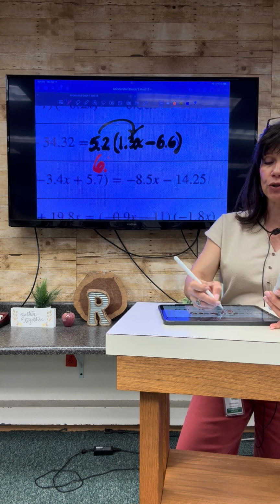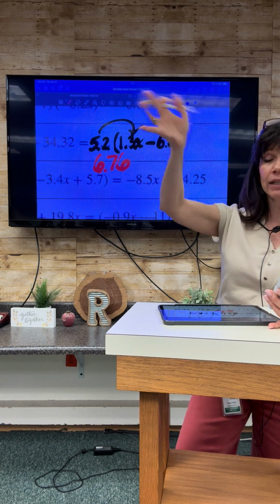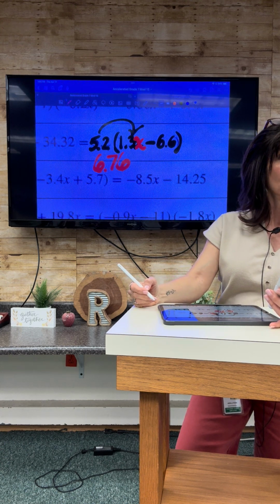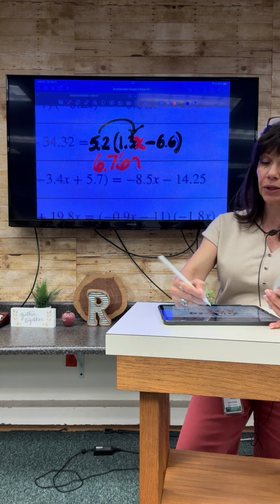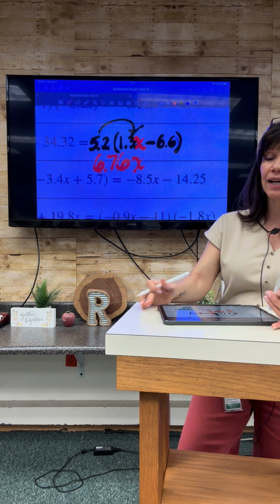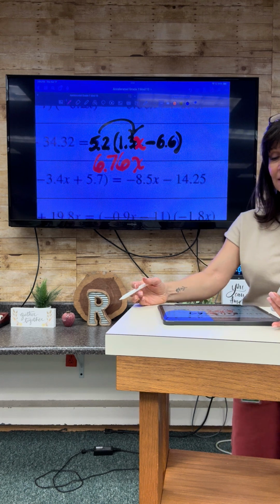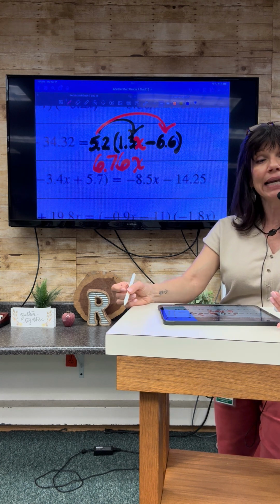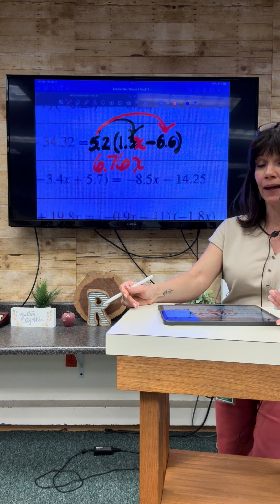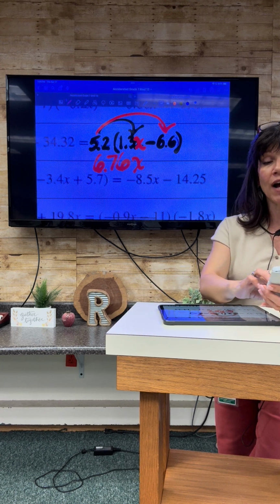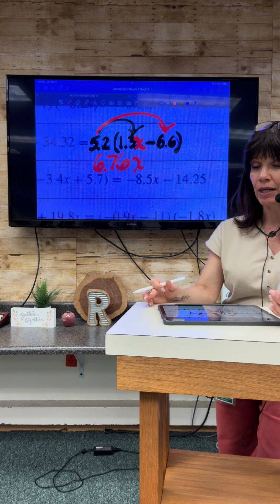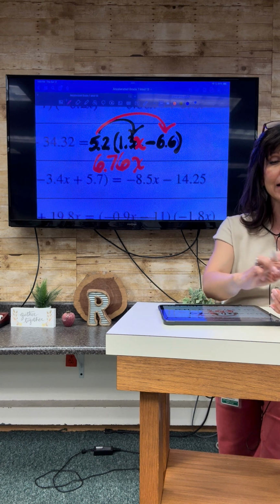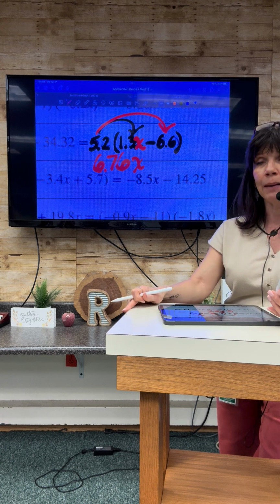6.76. Wave at me to confirm. Excellent. What will I do with that single x I had? I will keep it. Thank you. And then for the second part inside the parentheses, I will do 5.2 times what? Negative 6.6. Don't forget the negative. So I will do 5.2 times, if I'm using the handheld, after I do 6.6, I tap the negative key, and then I tap the equals.